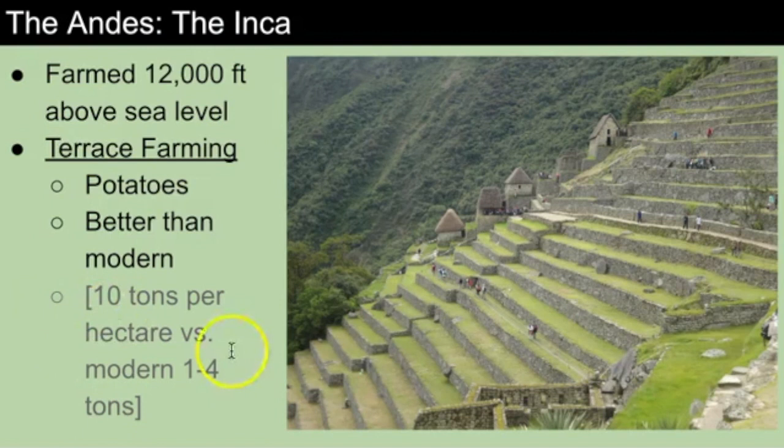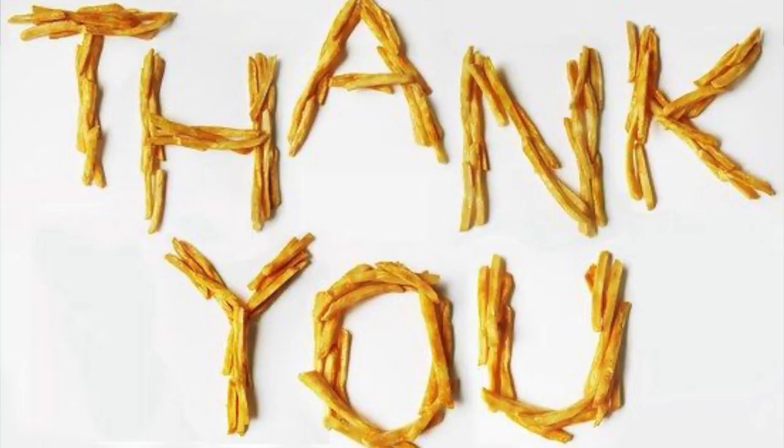You don't need to have these numbers in the notes, but I thought it'd be useful to have specific points of comparison. Back during the Incan Empire, they were able to produce 10 tons of potatoes per hectare, compared to modern times where we're generating around 1 to 4 tons. Their main crop is the delicious and nutritious potato. This is where Europeans are going to find out about this magical food. So thank you, Inca. Without you, I would not have tasty French fries to munch on.